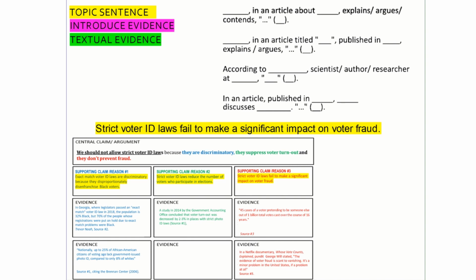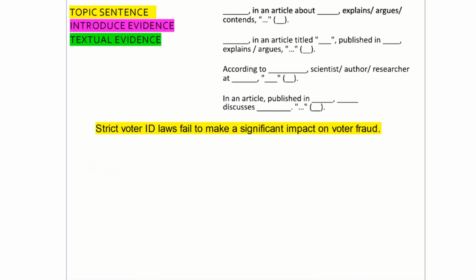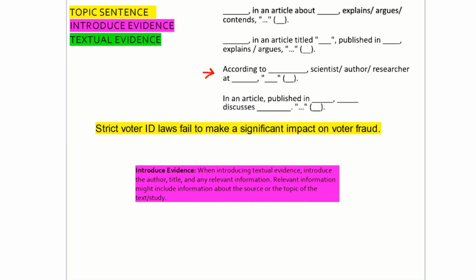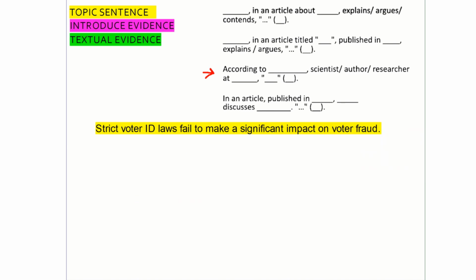I know that this came from a study, and I'm going to need to go back to my source in my notebook in order to figure out exactly where this came from and who wrote this statement. You might need to go back into 2.4a to see that. And I am going to use this example right here. So I have a few different sentence starters that I have to introduce my evidence. When I'm introducing my evidence, I want to introduce the author, the title, and any relevant information.